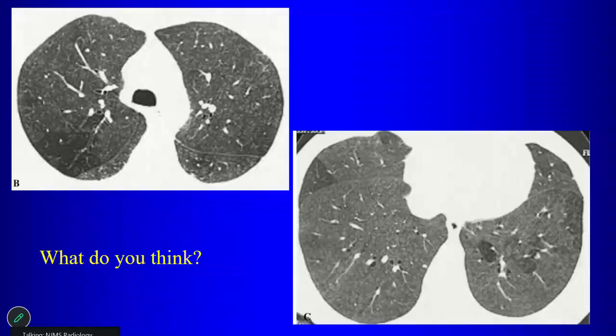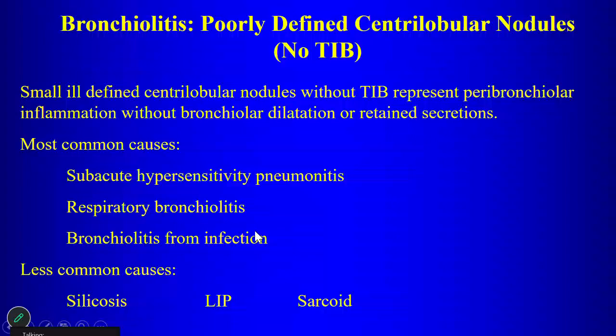Hypersensitivity pneumonitis, right. So we have centrilobular ground glass nodules, and we have air trapping, right? So this is somebody with hypersensitivity pneumonitis. We've covered this before. Poorly defined centrilobular nodules, no tree and bud. We'll see that with hypersensitivity pneumonitis.